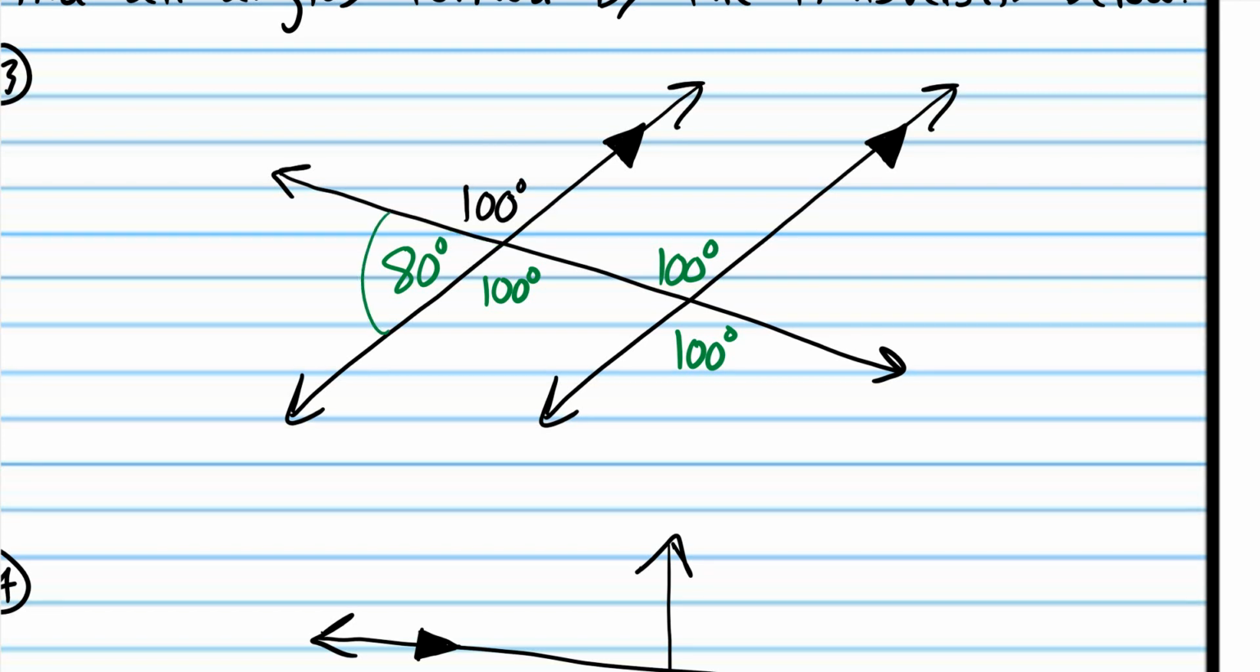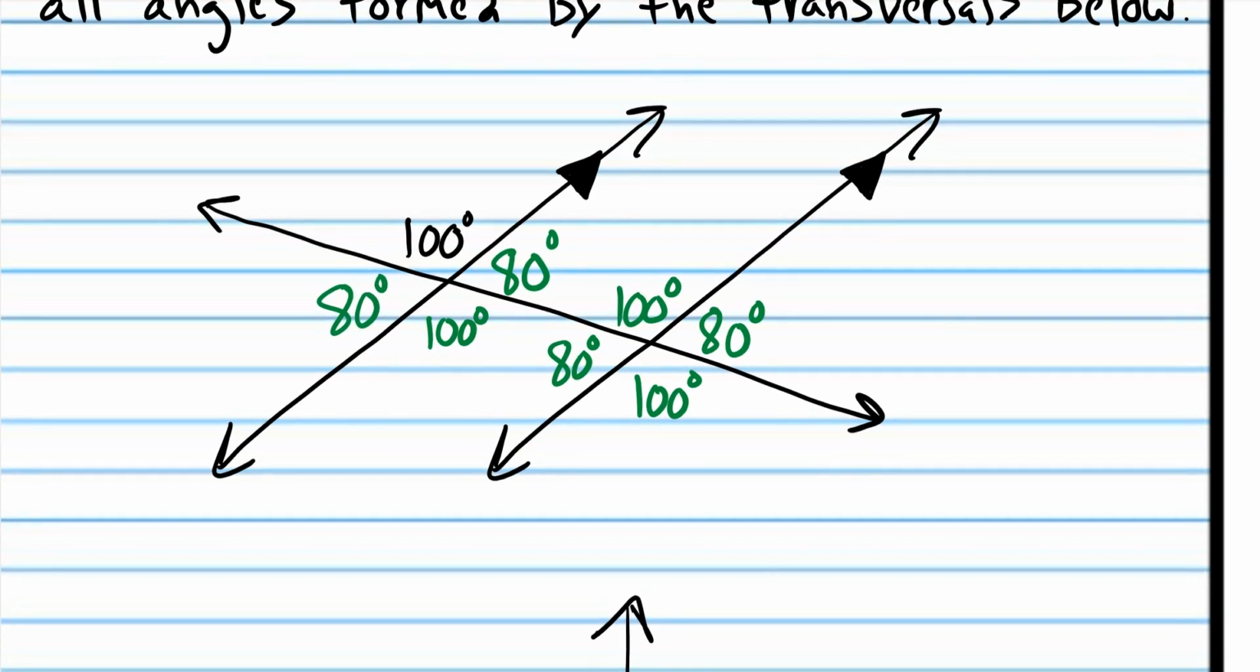So now that we've got that angle, we know this angle is across from it. They're vertical angles, so that must be 80 degrees. Again, these are vertical angles. And by the same logic, we know that this angle is 80 and this angle is 80, and so forth, because these form a linear pair. So again, as you can see, if we have this situation where we have a transversal cutting two parallel lines, all we need is one angle, and we can find all the other angles.